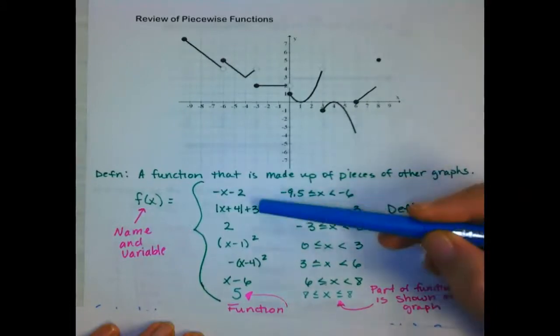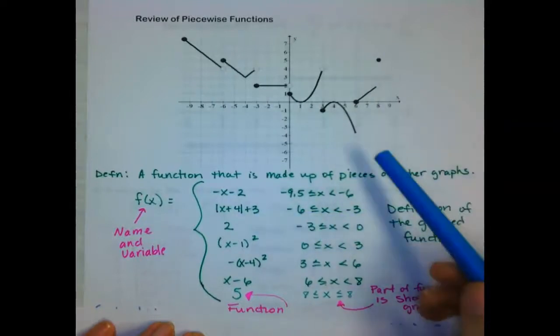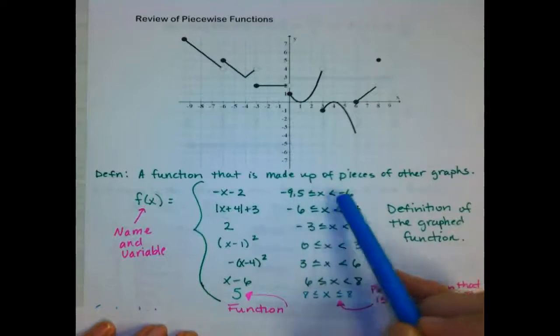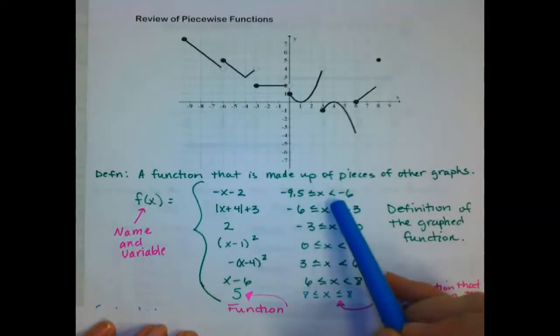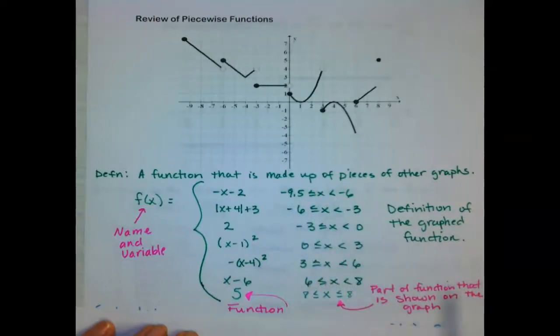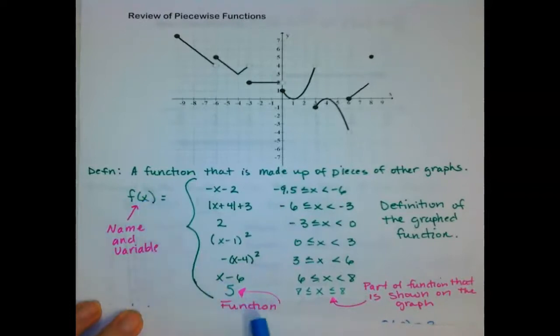So then you can see here's my absolute value and how it's defined, here's my constant and how it's defined. Pay close attention: this endpoint and this endpoint are the same, but right here it's less than, which means it's not included, and right here it's equal to, which means it is included. Even though there are lots of parts and pieces to this function, it still has to pass the vertical line test. So the parts of the definition are the name with the variable, the functions that you intend to graph, and the part of the function you intend to show.